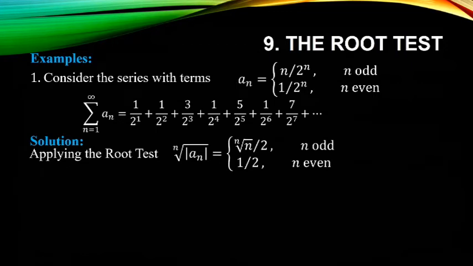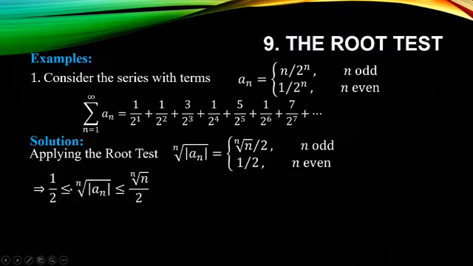n is the nth root of n over 2 if n is odd, and 1/2 if n is even, because since we have an nth power in the denominator, it will vanish when we take the nth root. We have 1/2 less than or equal to the nth root of the given series, and it is less than or equal to the nth root of n over 2. So it is bounded by these two values. So 1/2 up to the nth root of n over 2.